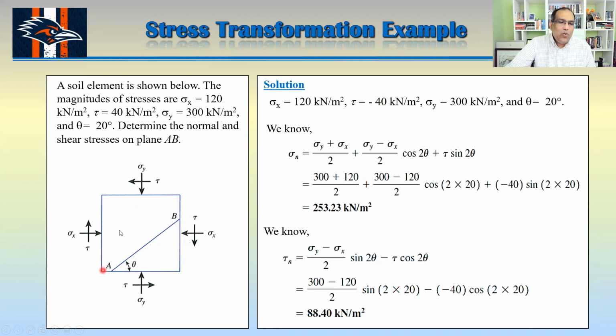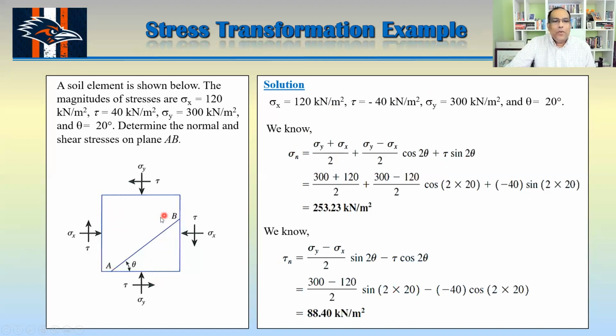And the second thing: whatever angle is given there, your actual angle theta in that equation is always measured from the x-axis counterclockwise. If this angle is given like 20 degrees, then basically your theta is not 20 degrees. Your theta has to be measured from the x-axis in the counterclockwise direction. Once you get that, you just plug those into that equation and you can find what would be your sigma n and tau n in the AB plane.